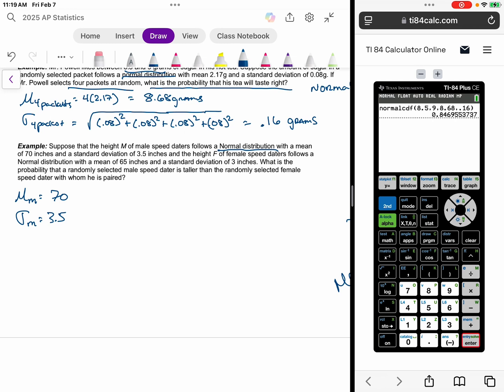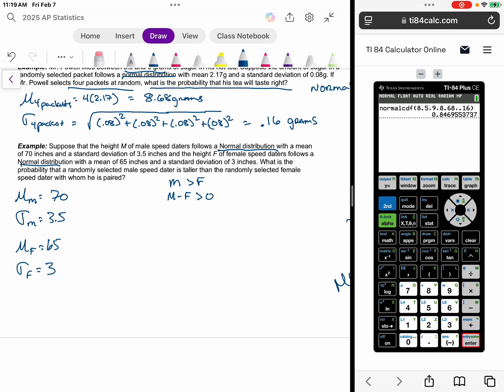And then for female speed daters, it also follows a normal distribution, with a mean of 65 and a standard deviation equal to 3. What is the probability that a randomly selected male speed dater is taller than a randomly selected female speed dater? So the probability that male is greater than female. That would be males minus females is greater than 0.